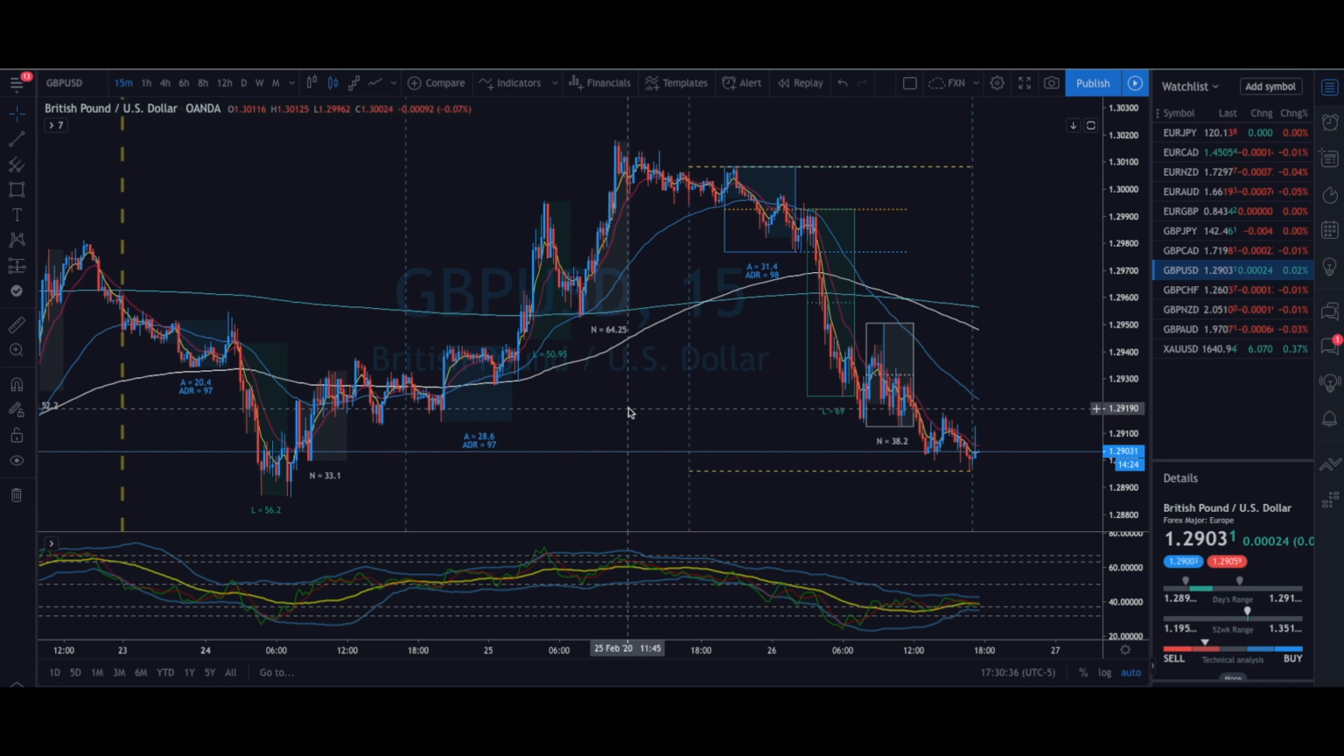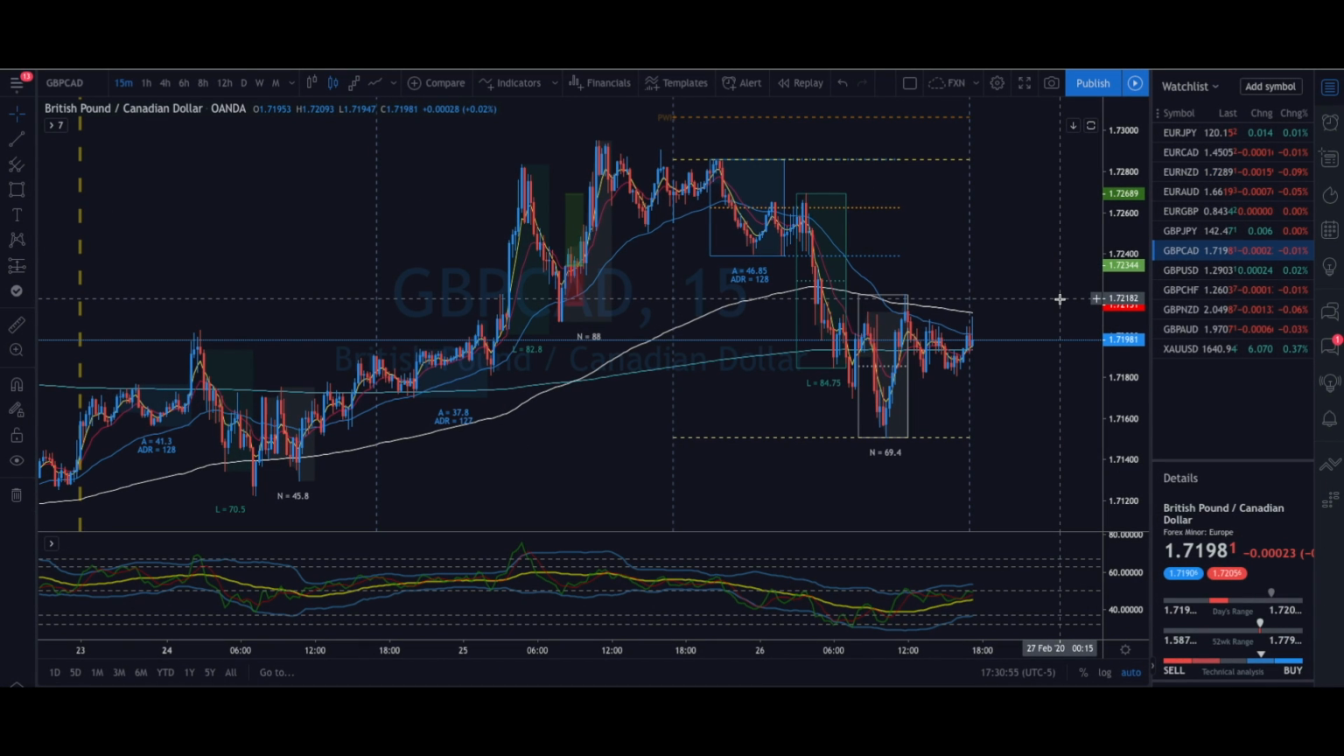But let's go ahead and get this video started, guys, and break down the daily setups. All right, guys, so let's talk about these daily setups for today. First of all, a couple of questions came up in the comments.